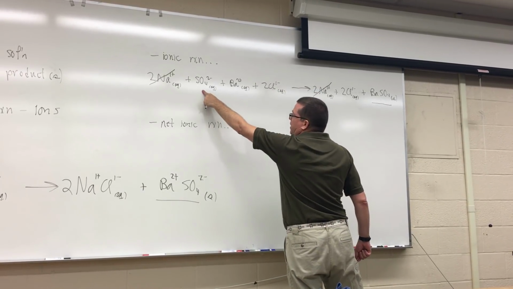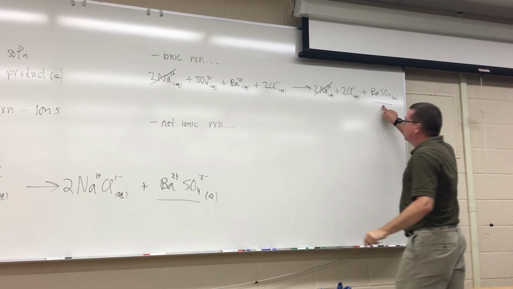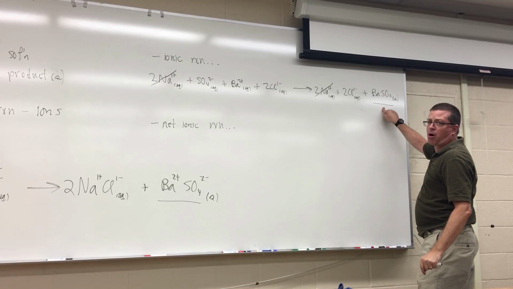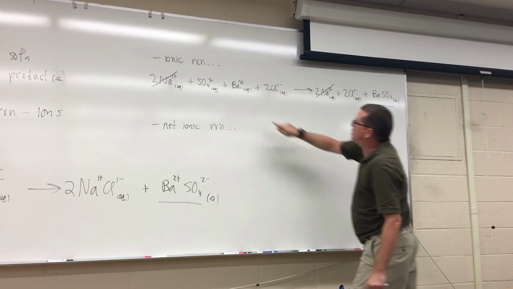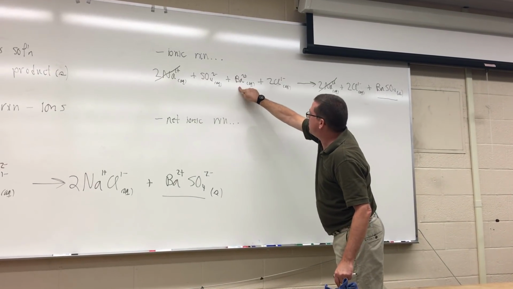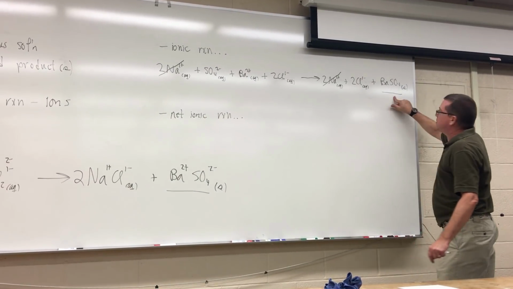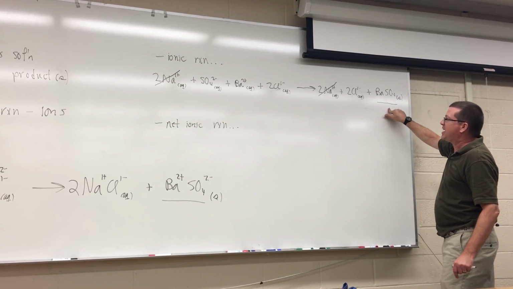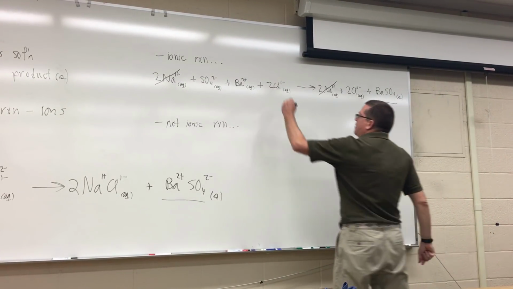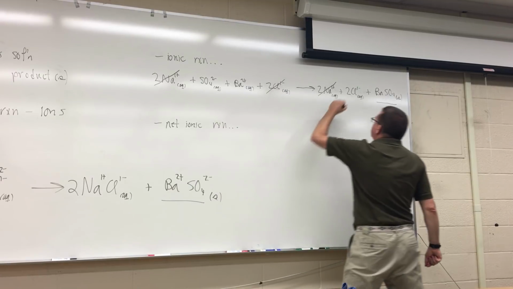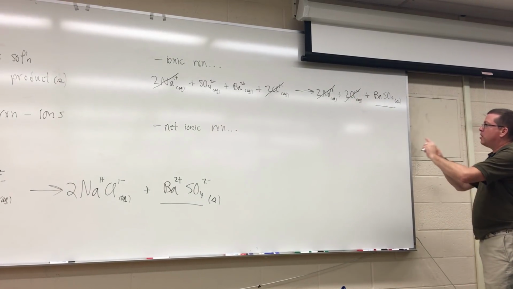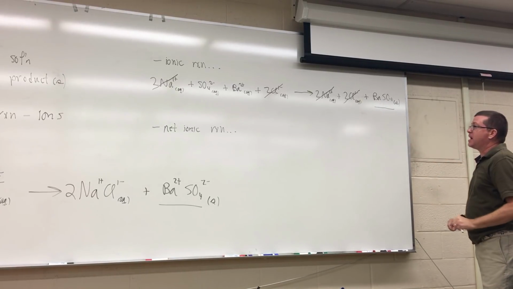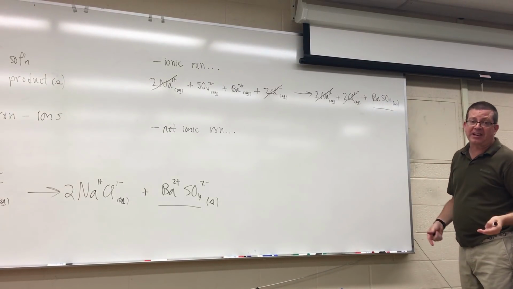Alright? I've got a sulfate on the left, but I can't cancel it over here because now it's part of the barium sulfate, so it's not exactly the same thing. The same argument holds for the barium ion. It's barium ion by itself here. It's tied up as barium sulfate over there. I can't cancel it. However, I have 2 chloride ions existing on the left, 2 chloride ions existing on the right. All right? So those ions that I've actually taken out, we refer to as spectator ions.